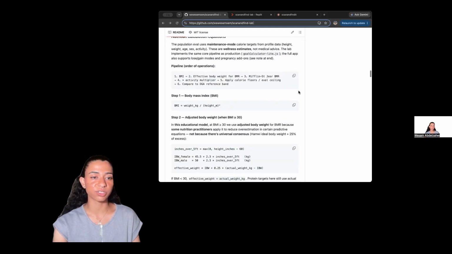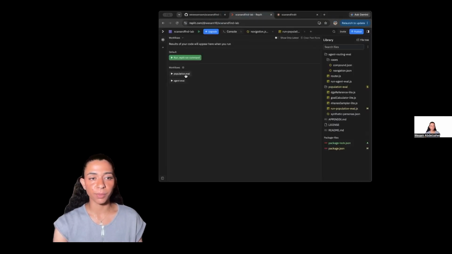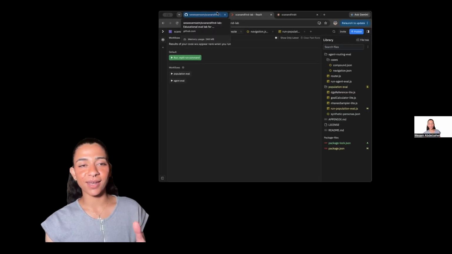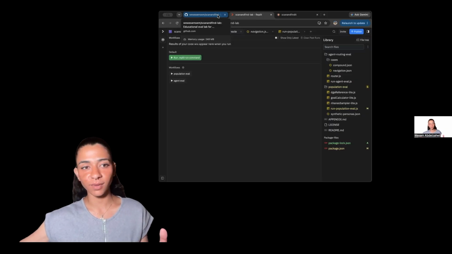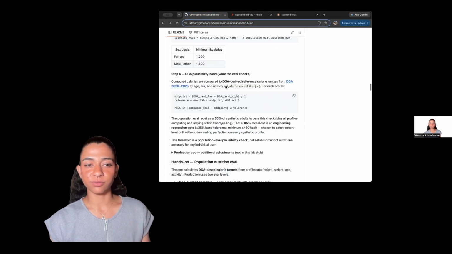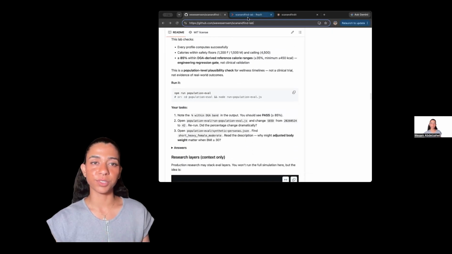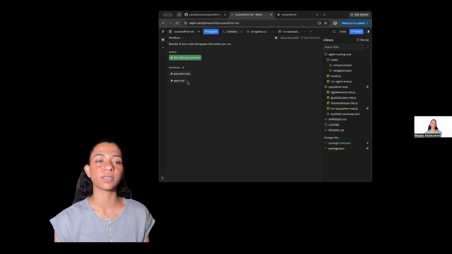So for the first exercise, we have our population eval. This is a lab that you can do self-guided at home. Right now we're just doing a quick version of it. You can dive deep and read through each line if you'd like, but right now we're going to go through these two examples, the population evals and the agent evals.